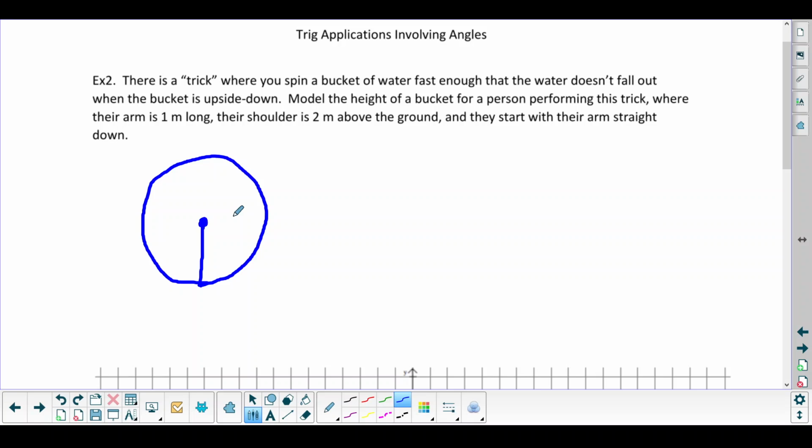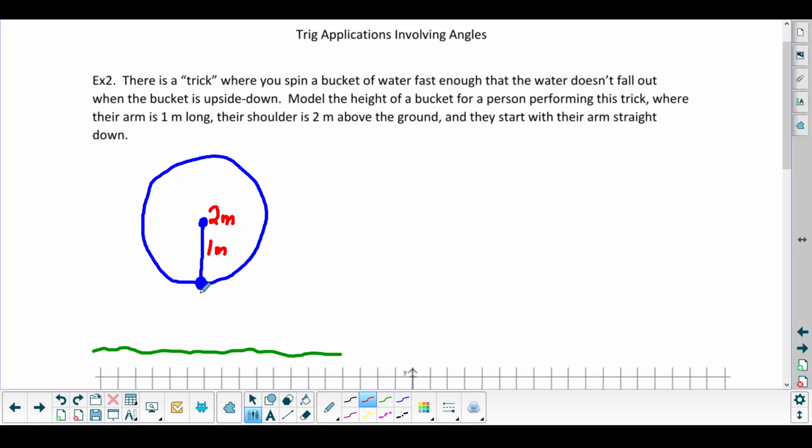Okay. So this is where the bucket is, and their shoulder is here. Now, this isn't on the ground. It says that this is at 2 meters off the ground and that their arm is 1 meter long. So when we're going to try to label some different heights on this circle, we need to take that into account. So if this is the ground, it's going to be somewhere down here. And I'm not going to try to draw the person in this diagram. It gets a little too cluttered if we do that.